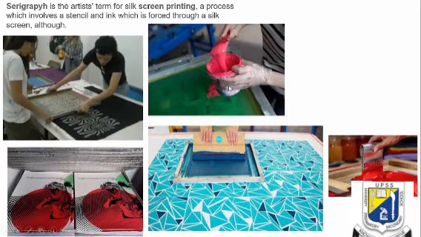Now, this is a mesh. This is what we call mesh or screen or silk screen. A mesh or silk screen. On this silk screen, a design is made. You can see a design on it right now.